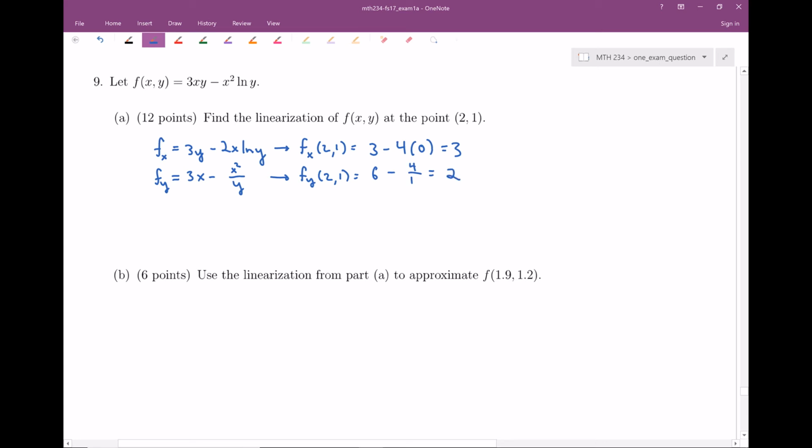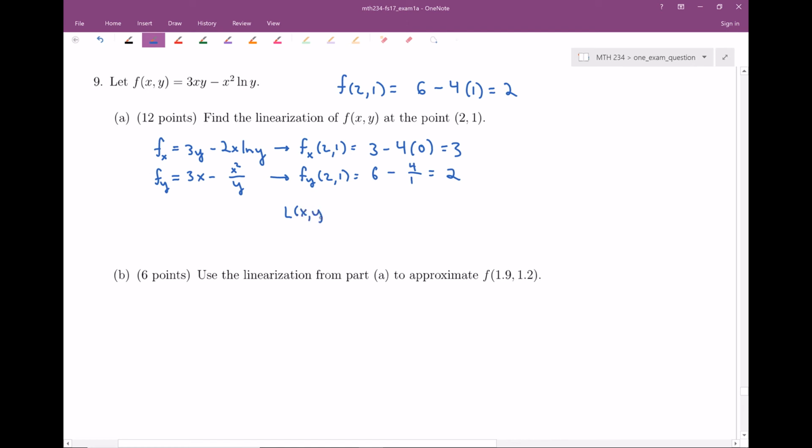The last thing we need in order to find the linearization is the function's value at this point. So I need to know what f of 2, 1 is. I plug in 2 everywhere I see an x and 1 everywhere I see a y. This is going to be 3 times 2 times 1, that's 6, minus x squared, that's 4, times the natural log of y, that's 1. So when I plug 2, 1 into my original function, I just get out the value 2.